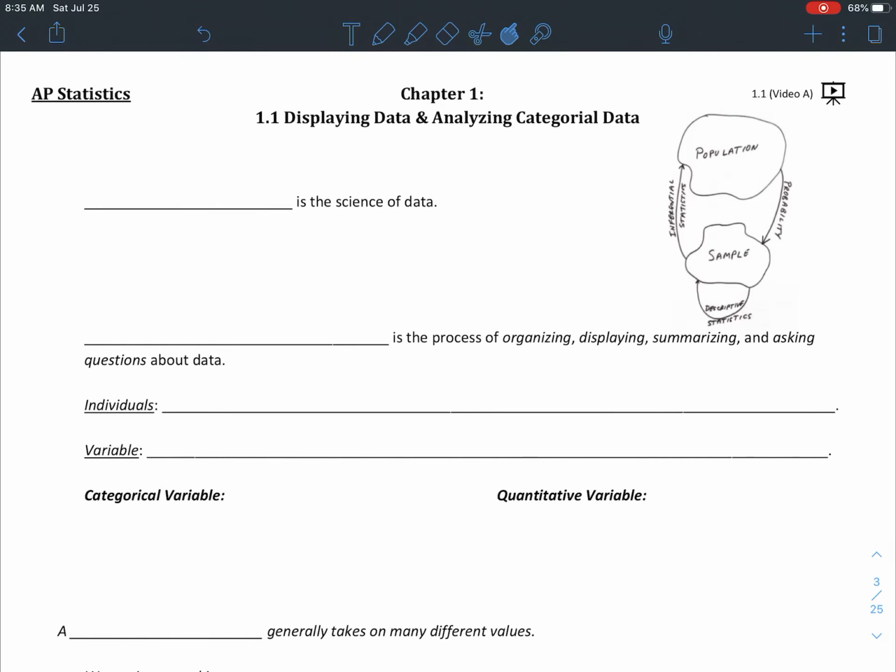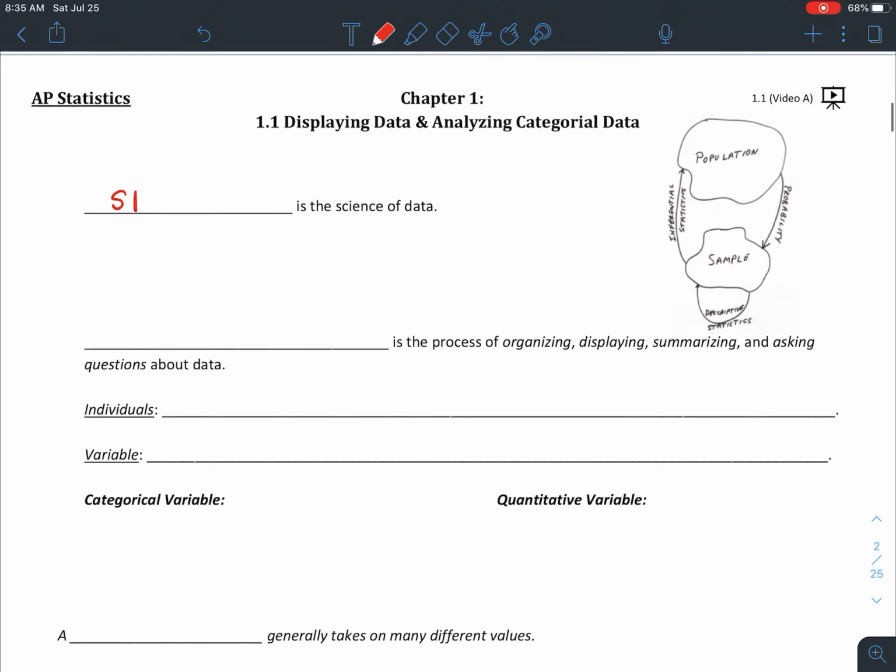McConnell. We are going to go ahead and get started with Chapter 1, this first section, 1.1, which has to do with displaying data and analyzing categorical data. One thing you'll notice in statistics is that there are a lot of vocabulary terms, and it's crucial that you understand what a lot of these terms are referring to, okay?